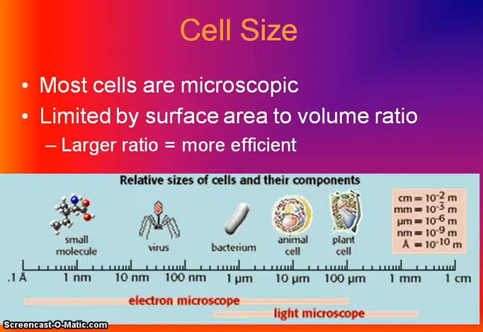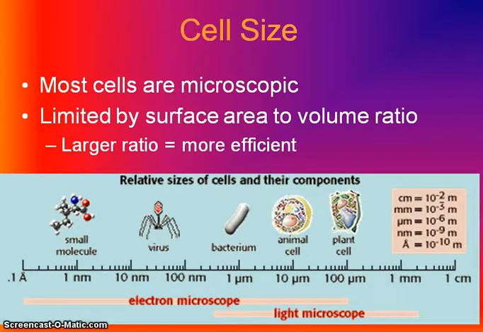Most cells are going to be microscopic. They're very small. They average between 10 and 50 micrometers. So that's very, very small. And mainly they're limited in size by their surface area to volume ratio. The larger this ratio is, the more efficient the cell is.